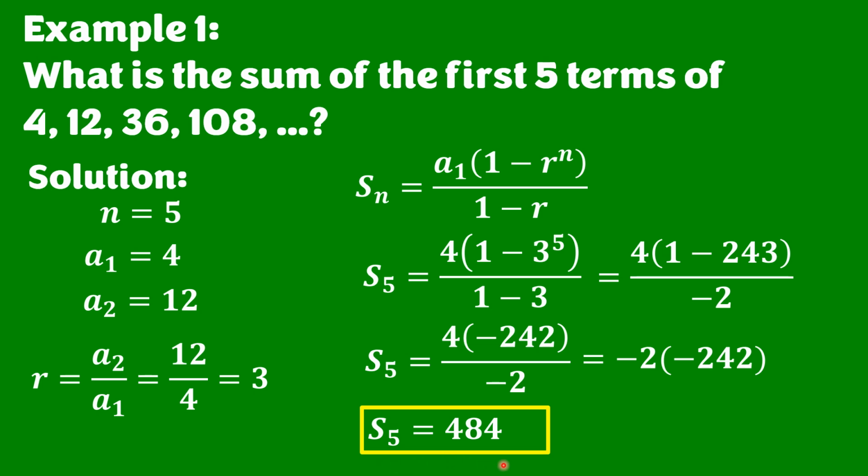So therefore, the sum of the first 5 terms of the geometric sequence 4, 12, 36, 108 is 484.